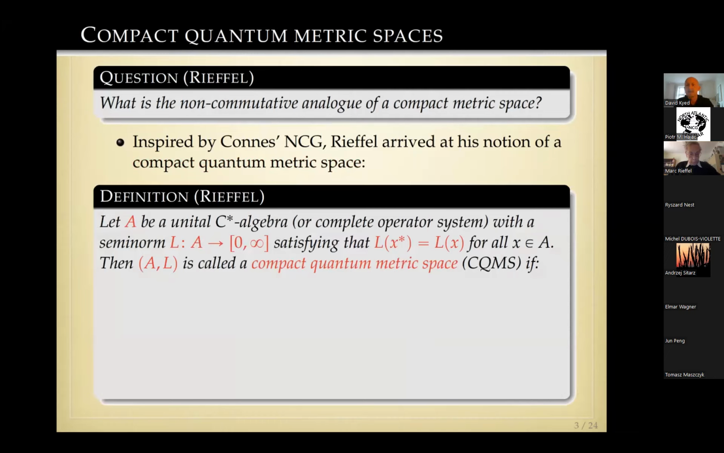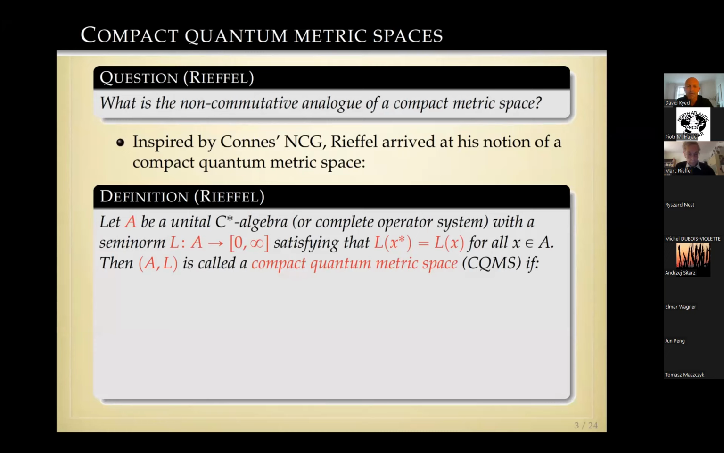So not surprisingly, you start out with a C-star algebra, and we only focus on the unital, so the compact case throughout the talk. And then the additional data that you need to put on it is that of a semi-norm. And semi-norms in this line of business are a little bit special in that they're allowed to take the value infinity. But other than that, they satisfy the usual axioms of a semi-norm. And then I also demand that they interact nicely with the adjoint operation, and that L of x star is the same as L of x for all x in A.